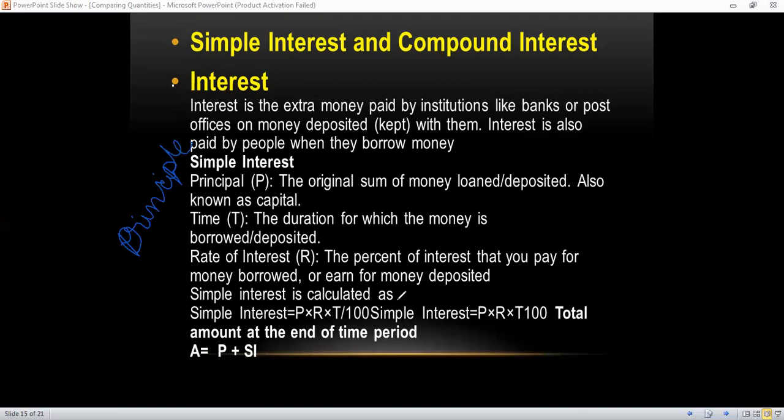Simple interest is calculated as simple interest is equal to P, that is principal into rate into time, upon 100. Simple interest is equal to same formula, principal into rate into time upon 100. So total amount at the end of the time period, that is total amount, is principal plus simple interest.